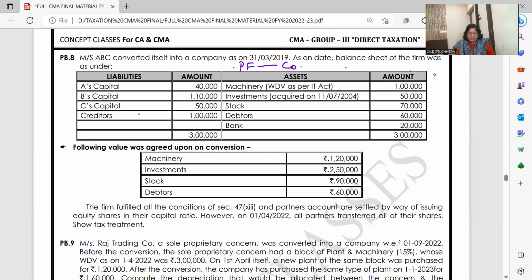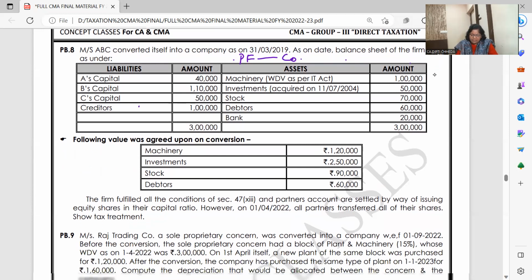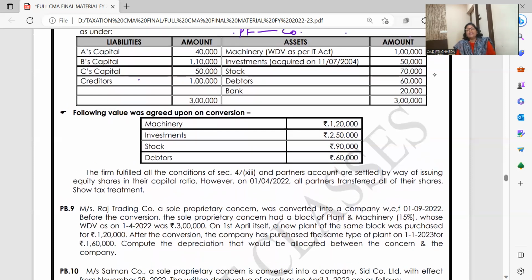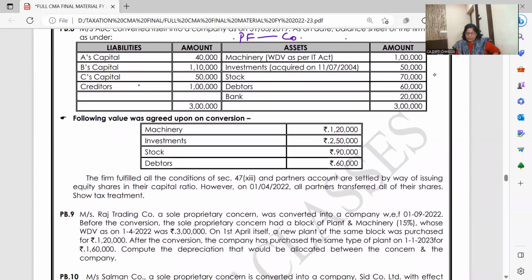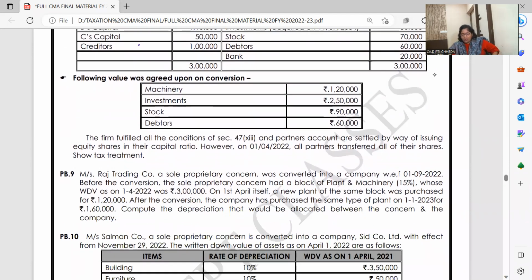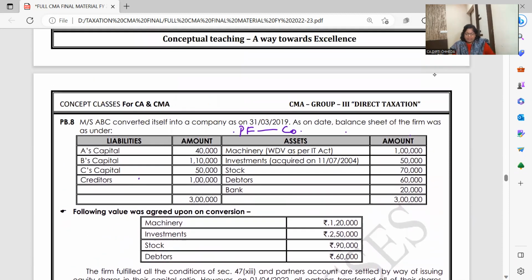Okay. So A, B, and C are the partners. Machinery, investment, stock, debtors and all is given. The firm fulfills all the conditions and partners' accounts are settled by issue of equity shares. Equity shares would be issued in the ratio of their capitals. However, on 1/4/2022, all the partners transferred their shares. Isn't it a violation? At least 50% holding should be there for 5 years from the date of conversion.